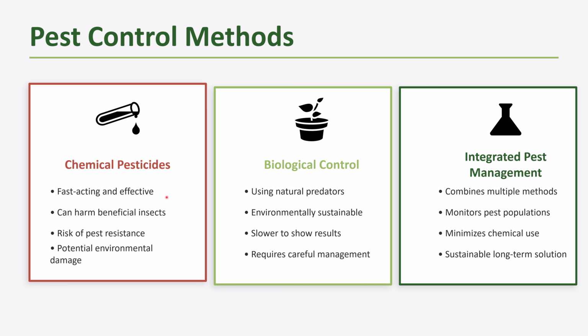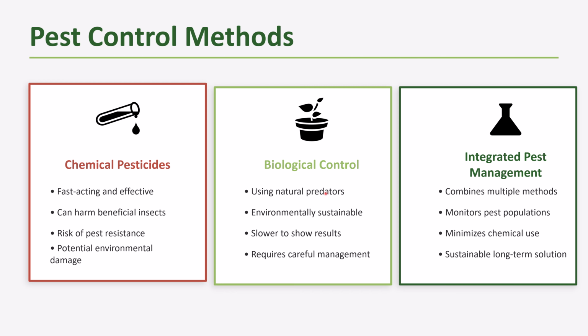However, they come with significant drawbacks. They can harm beneficial insects like bees. There is a constant risk of pests developing resistance, and they can cause potential environmental damage if they leak into the water table. Here are the key points. Fast acting and effective, can harm beneficial insects, risk of pest resistance, potential environmental damage.